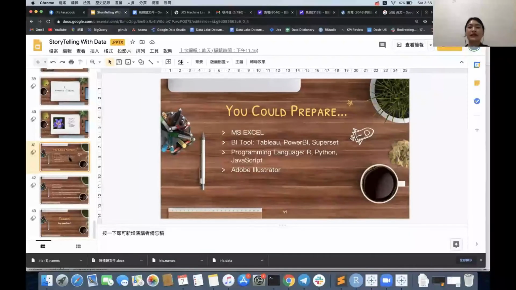And the second one is you can use a BI tool. For example, Tableau is one BI tool, and there are Power BI from Microsoft and Superset from Apache. You can just choose one of the BI tools you love. And if you are a programmer, you can also use a programming language, for example R, Python, or JavaScript. And if you are a UI or UX designer, maybe you are a professional at using Adobe Illustrator. I think it is also a good tool for you.